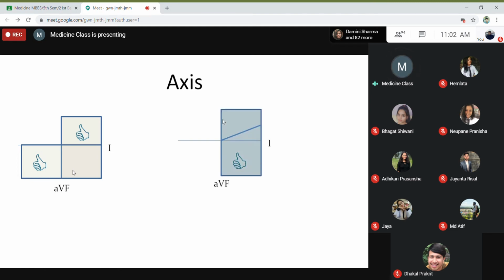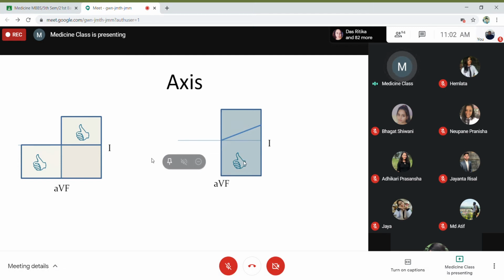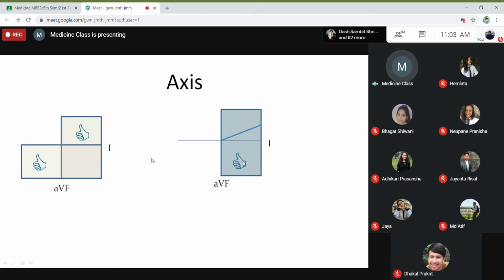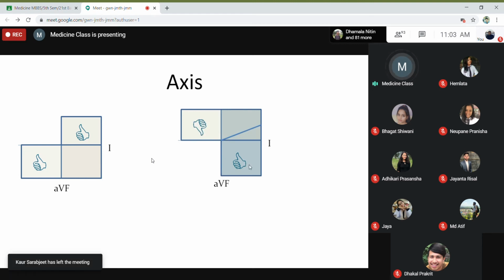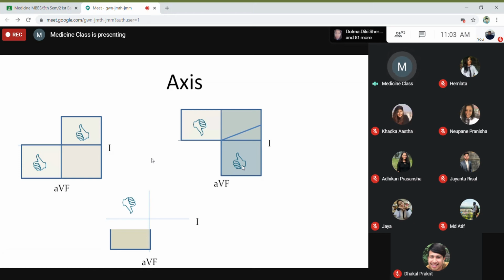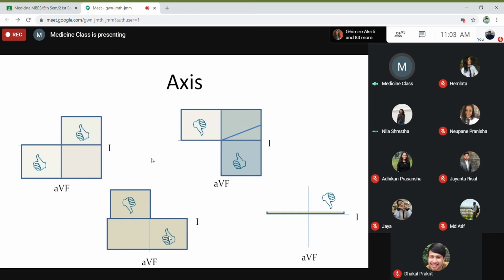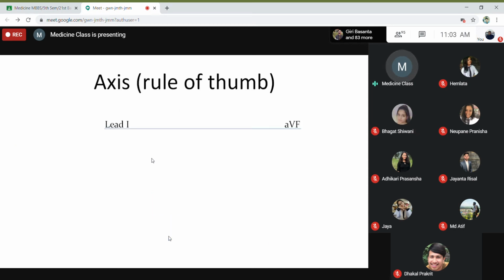Okay, if the left thumb is up and the right thumb is down, then as the left thumb is up, it's a left axis deviation. This is for left axis. If the left thumb is down and the right thumb is up, this is a right axis deviation. So you can do it like this also.